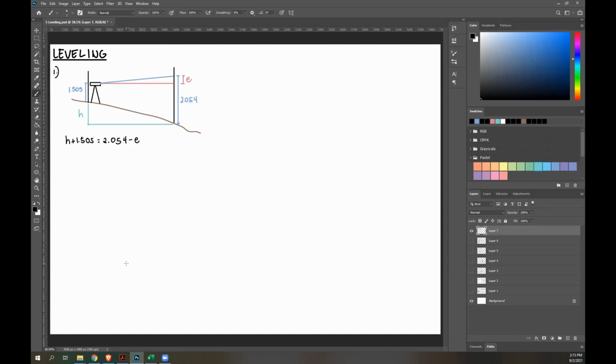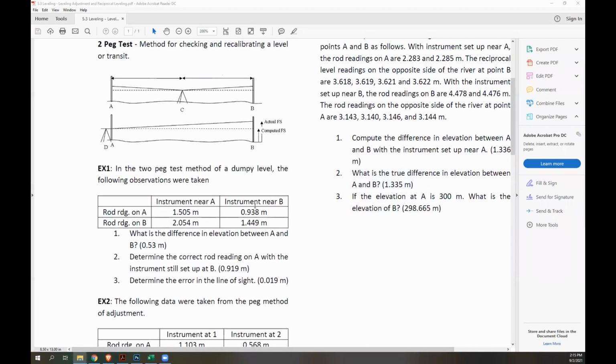And there's nothing to solve for here, so you can just call that equation number 1. I'm just going to simplify this. I'm going to transpose E to the left. So that would be H plus E equals 2.054 minus 1.505, which is 0.549. I'm just going to call this equation 1. I have two unknowns here. This means I need another equation, and we'll get that from this table.